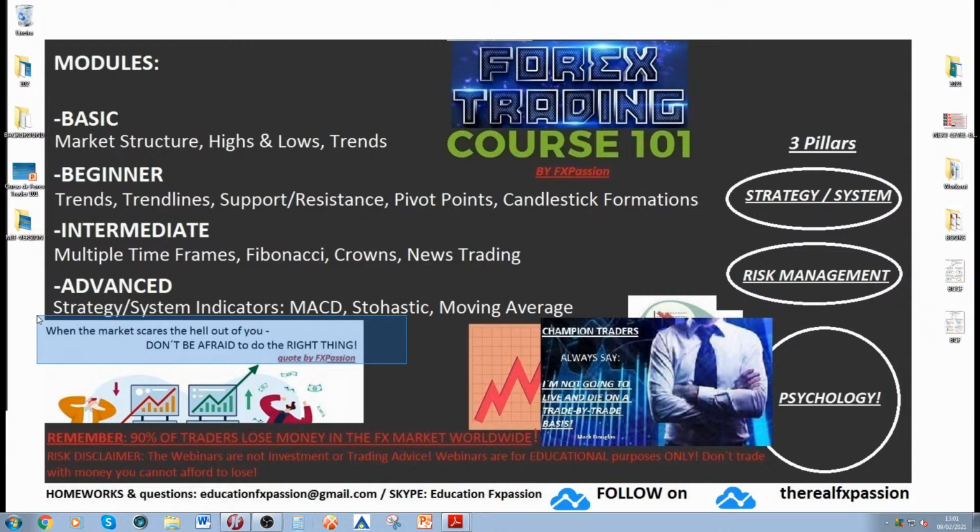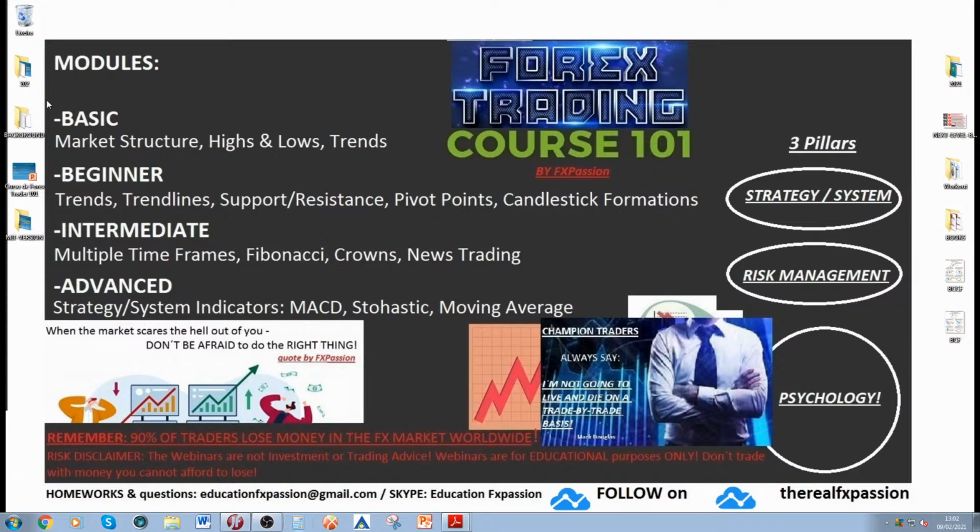When the market scares you, don't be afraid to do the right thing. Right? When we lose and we lose and we lose again and we draw down again, don't be afraid to do the right thing. What is the right thing to do? The right thing is to obey the strategy, obey the rules, obey the concepts. Listen to FXPassion, you know, if you want.